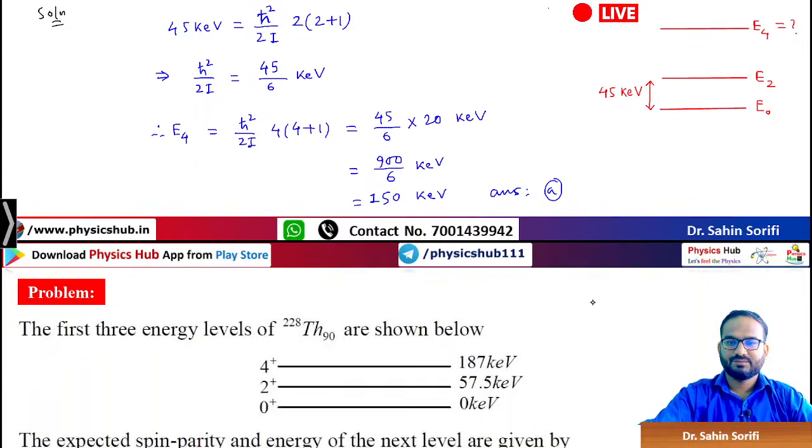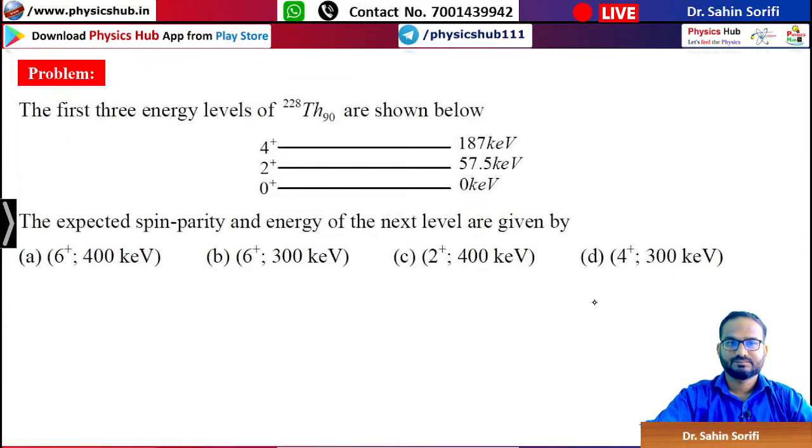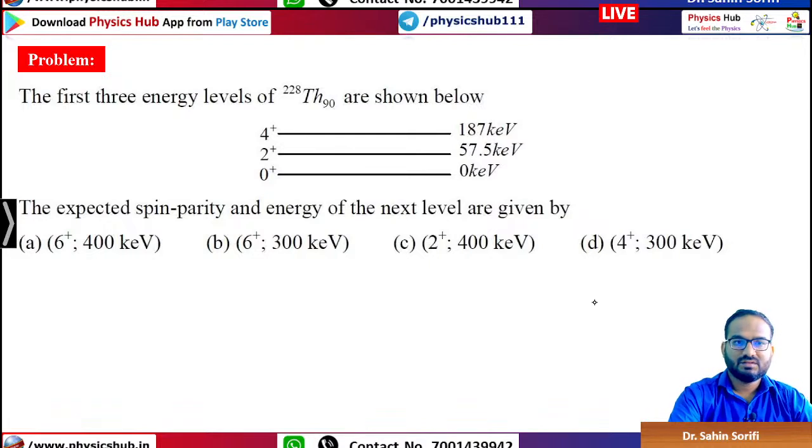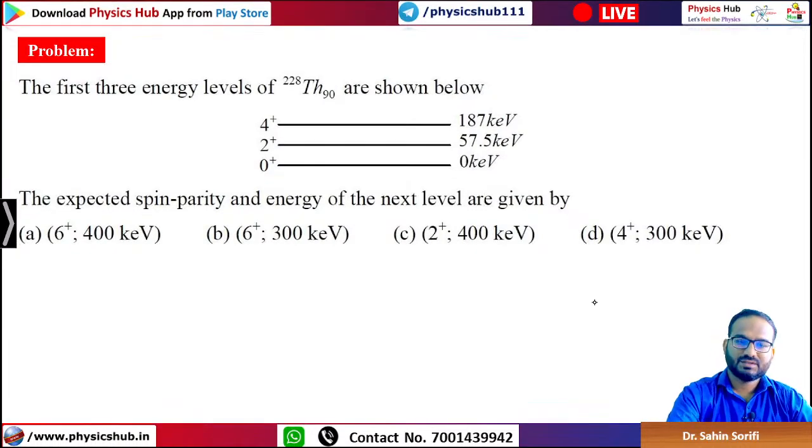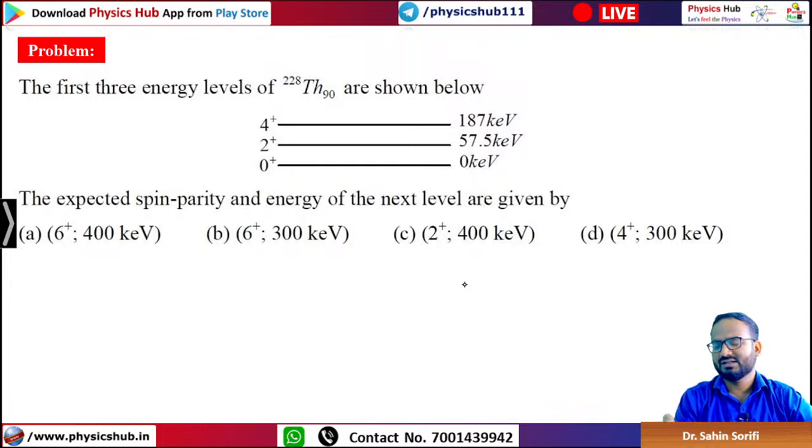Chalo, let's do another problem. From this model, generally this type of question comes very easy, but the conceptual part is important for interview. That is why we have spent some time in the conceptual part. Otherwise I could have given you just this formula and you could have easily solved the problem, but the concept is important, guys. The first three energy levels of 90 thorium 228 are shown below. The expected spin parity and energy of the next level.